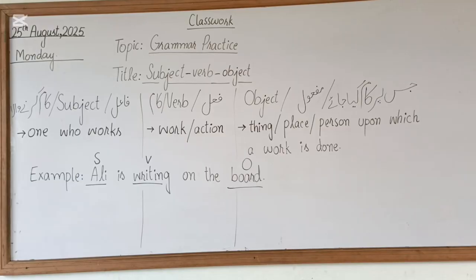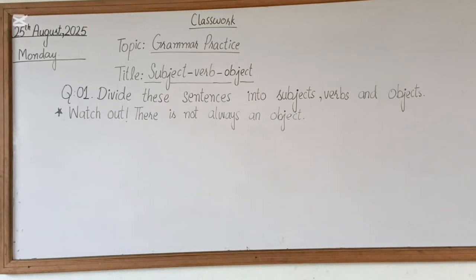Now we will consider some examples and make 3 sections like this: subject, verb and object, and you will be doing that task in your respective books. Okay, so the thing is, you all have to divide these sentences into subjects, verbs and objects. Which sentences I am going to write under that, and please keep this in your mind. You have to watch out that there is not always an object. Means कि हर sentence में object का होना ज़रूरी नहीं है. Not every sentence contains an object.